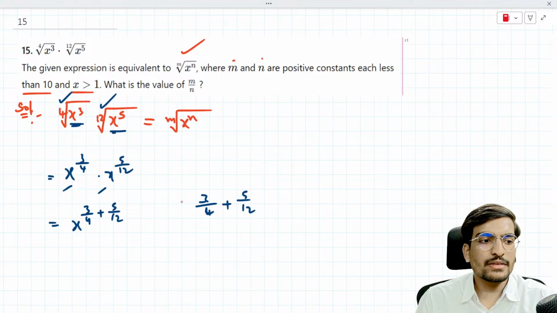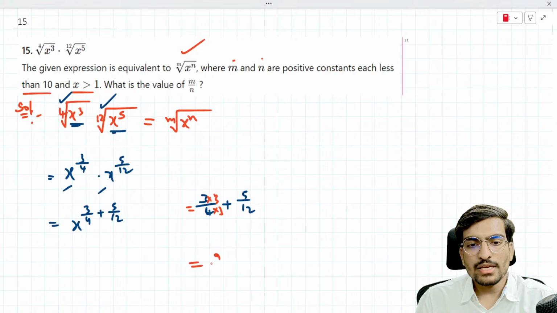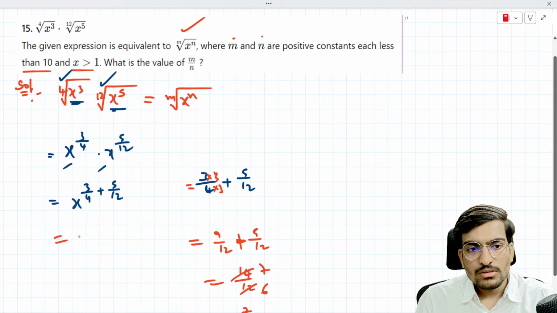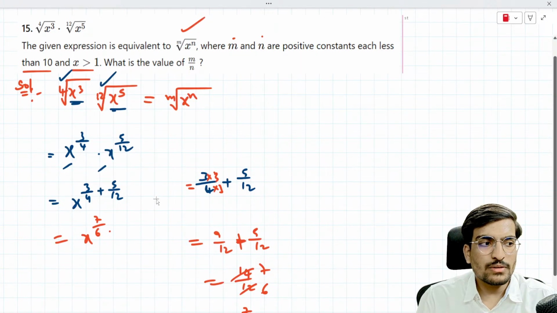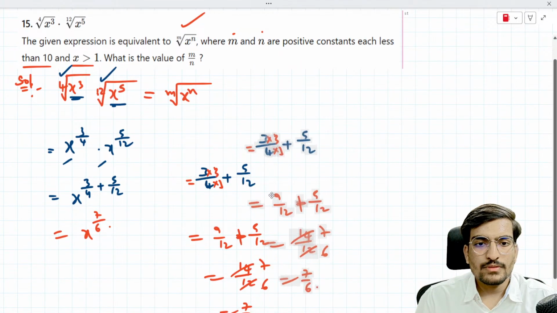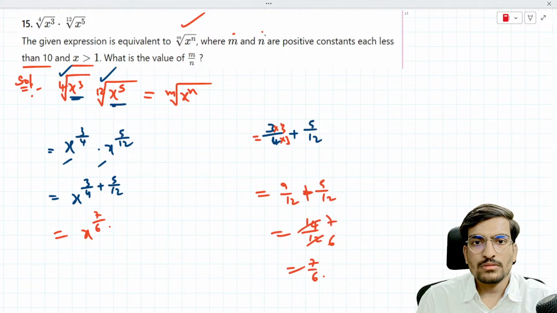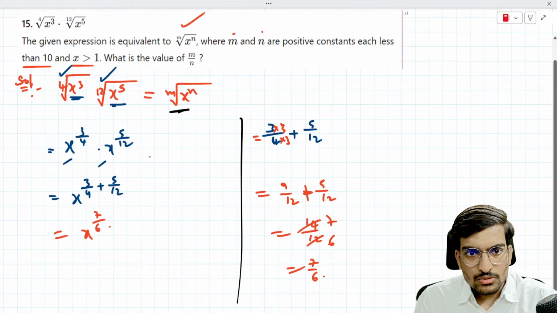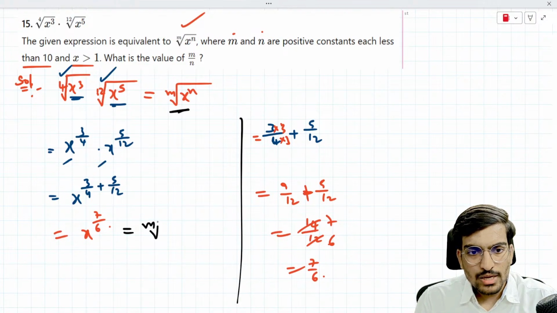On multiplying the first fraction by 3, we get the same denominator. So that's 9 by 12 plus 5 by 12, which is 14 by 12. If we simplify 14 by 12, we get 7 by 6. So this equals x raised to the power of 7 by 6. We have to turn it into the format we need.